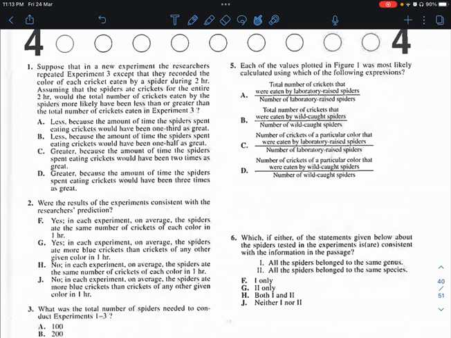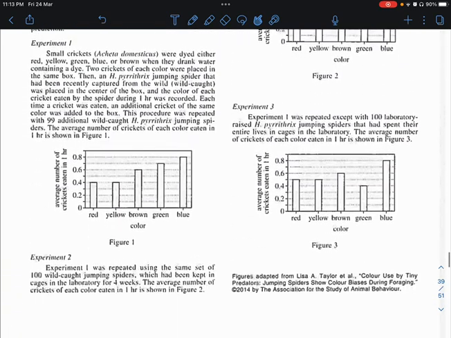Okay, so here the question says, suppose that in a new experiment the researchers repeated experiment 3 except that they recorded the color of each cricket eaten by a spider during 2 hours. Focus on 2 hours. Assuming that the spiders ate crickets for the entire 2 hours, would the total number of crickets eaten by spiders more likely have been less than or greater than the total number of crickets eaten in experiment 3? Okay, let's check the 2 hours and go to each experiment.